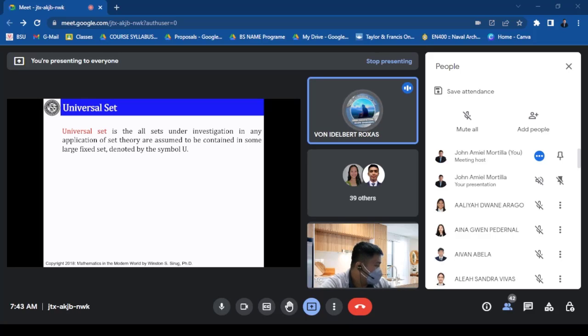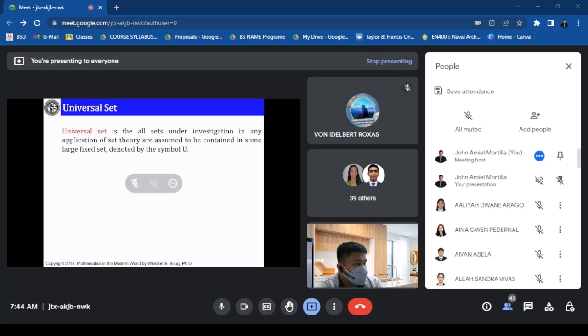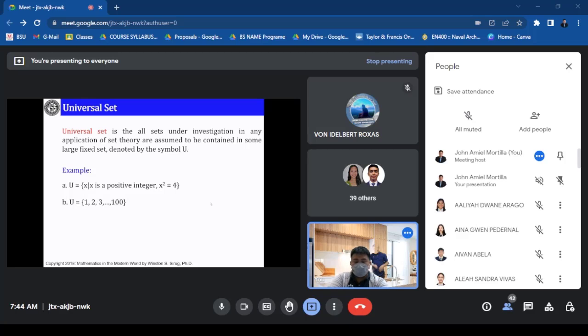Universal set is the all sets under investigation in any application of set theory are assumed to be contained in some large fixed set denoted by the symbol U. Okay. So, example. So, U is equals to x such that x is a positive integer, x squared is equals to 4. So, U is equals to 1, 2, 3, up to 100. So, U is equals to X such that X is an animal in Manila Zoo. So, ilan yung animal sa Manila Zoo? Napakarami. So, we can use a variable U.